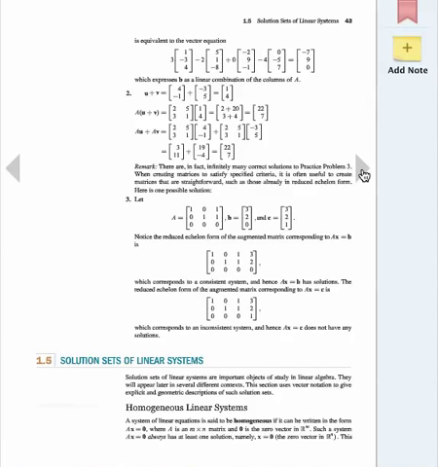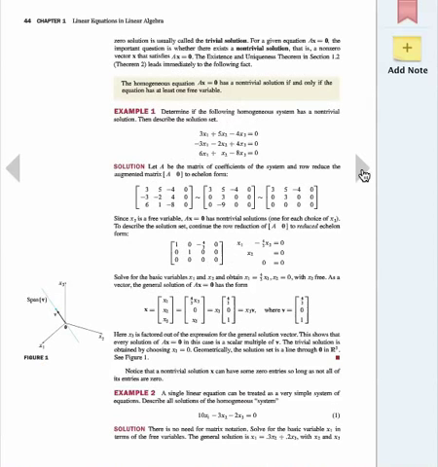It says here at the bottom of page 43 that any homogeneous system must be consistent. It always has at least one solution, x equals 0. You should figure out why that is. It's called the trivial solution. If there is another solution, that solution will be called a non-trivial solution. Make sure you understand the difference.